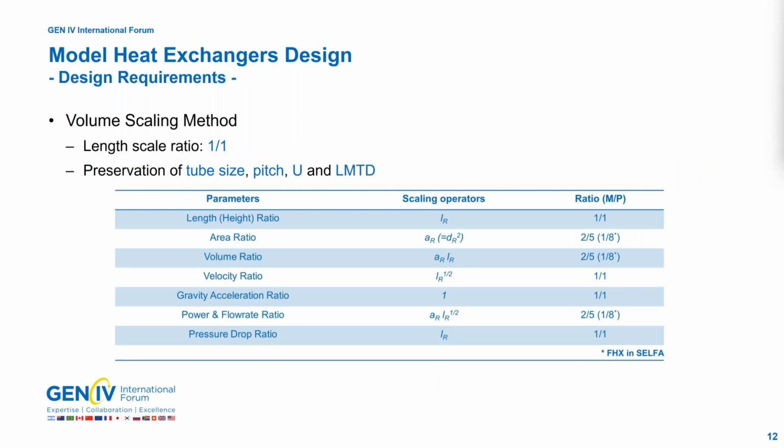The model heat exchanger for test was designed based on 3 requirements. We adopted volume scaling, and so the length scale is 1:1. We conserved the tube size, pitch, heat transfer coefficient, and the delta T. As you can see in the table, for DHX and AHX in Stella 1, the area ratio is 2/5, and for FHX in Selfa, it's 1/8. Next slide, please.